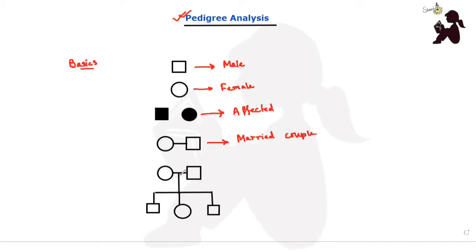And a diagram like this represents two generations. This one is the first generation and this one is the second generation. These two are the parents and these three are the offspring. So this is all about the basics of pedigree analysis.